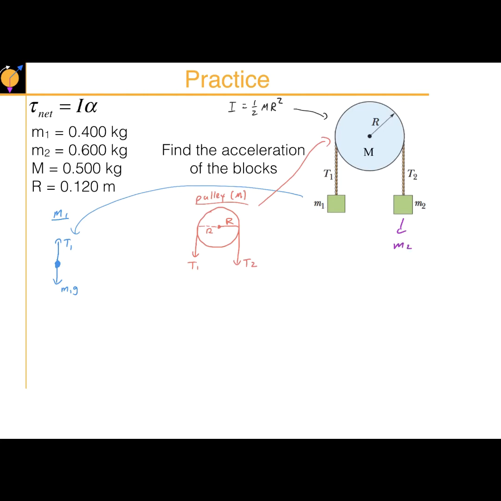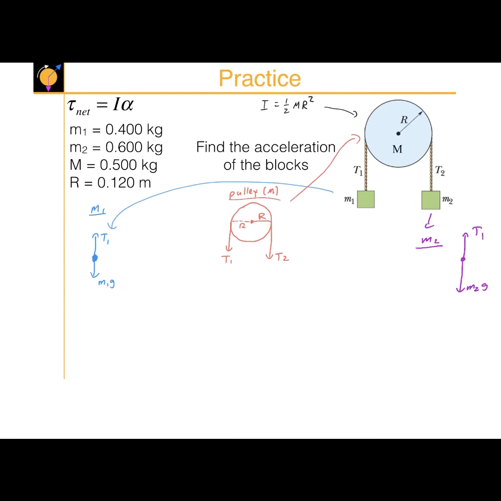So M2 will also have a free body diagram, and it will be M2G, and then there will be some tension upwards, but the force downwards will be larger because it's accelerating downwards. So let's quickly write down the equations for each of these things.